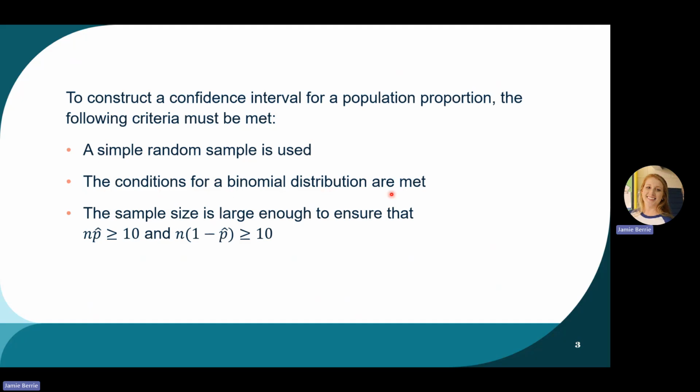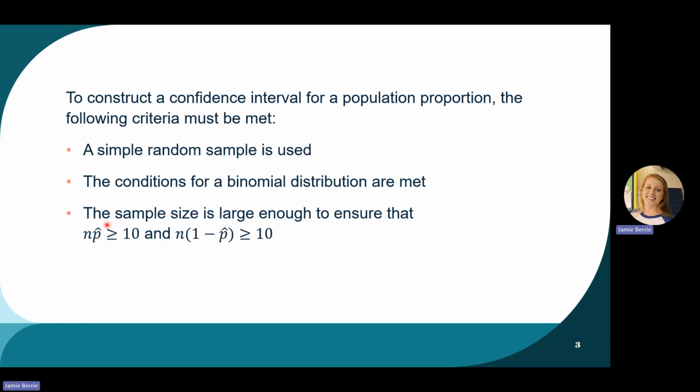Next, it says that the conditions for a binomial distribution have been met. So this is going to be things like the trials are independent. The probability of success is the same in each trial. There's a set number of trials. The number of trials is more than 2. So you can go back to chapter 5 and review those conditions for the binomial distribution if you would like to. And then lastly, we need our sample size to be sufficiently large. And here are the conditions that we would like to satisfy for it to be sufficiently large.